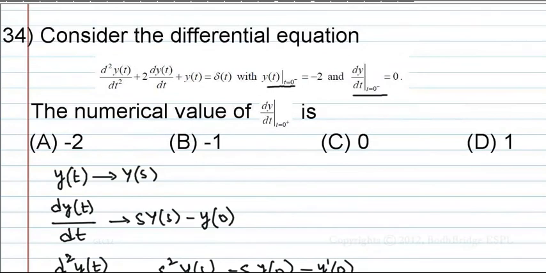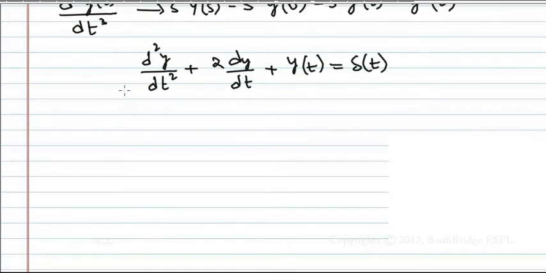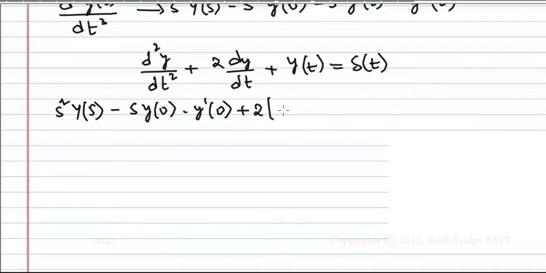The differential equation given is d square y by dt square plus 2 dy by dt plus y of t equal to del of t. Y or y of t are same, don't get confused. Now apply the unilateral Laplace transform. That says s square y of s minus s into y of 0 minus y dash of 0 plus 2 times s y of s minus y of 0 plus y of s is equal to 1, since the Laplace transform of del of t is 1.